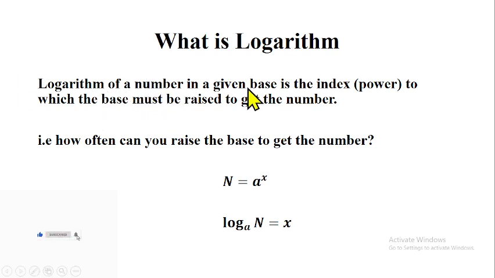So the logarithm of a number in a given base is the index. Another name for index is power. We talked about that under indices. So the logarithm of a number in a given base is the index to which the base must be raised to get the number. You may not understand this very well, but I'm going to explain it in a layman's definition. That is, how often can you raise the base to get the number? That's the meaning of logarithm.